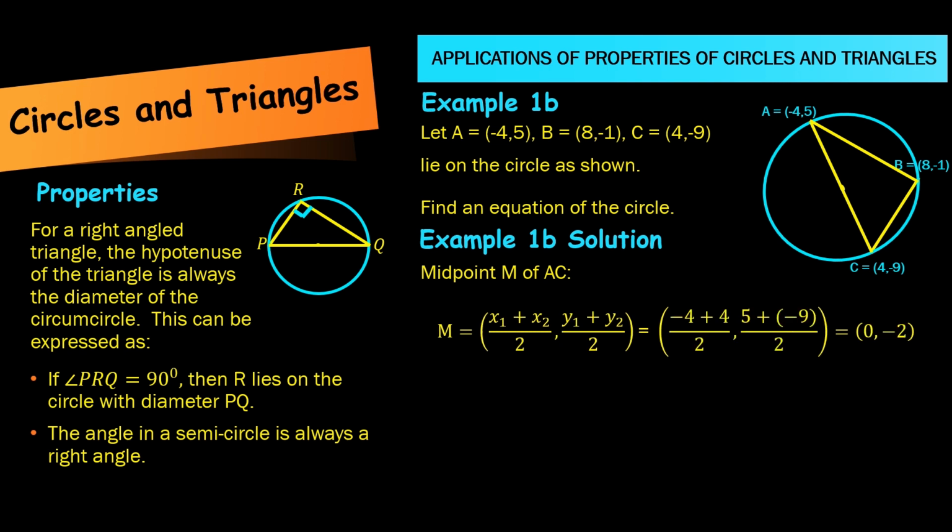We also have that the diameter of the circle is root 260 from the solution to example 1a. So now we have the radius, which is half of this, and we have the centre of the circle, which is the midpoint of AC. So let's tidy up root 260 a little bit more to give 2 root 65. So the radius is root 65.